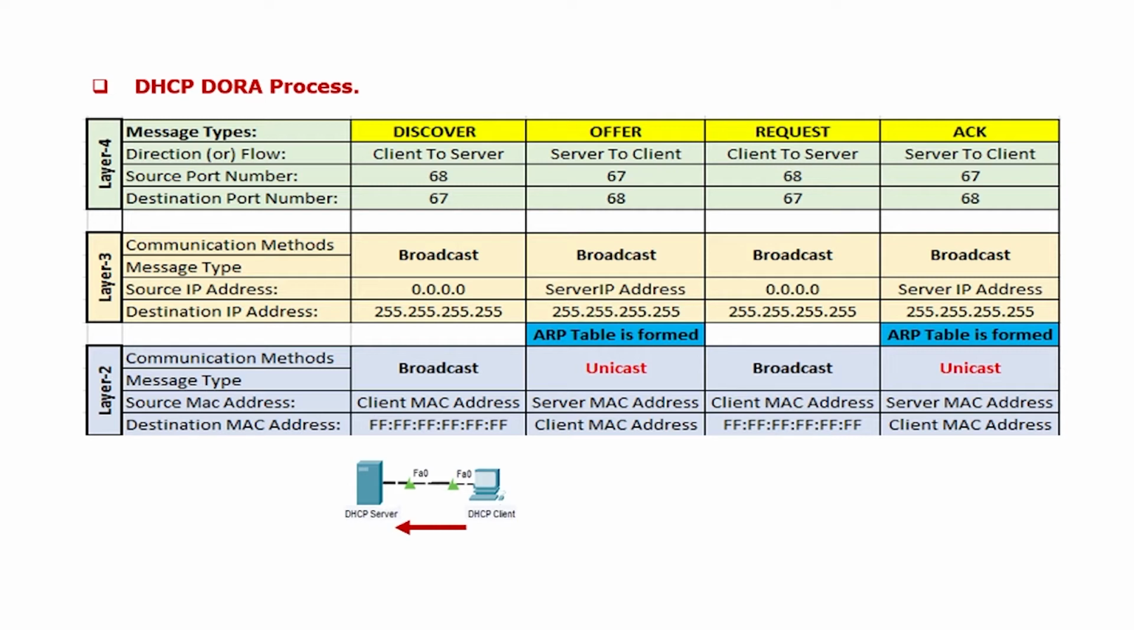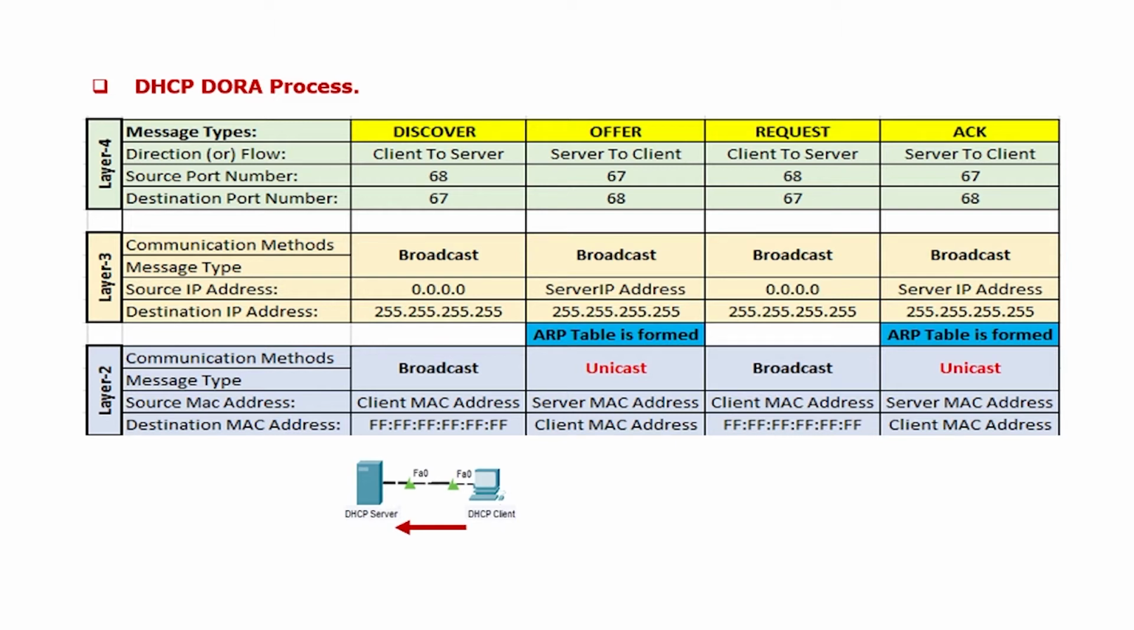In layer 3, the client does not have any IP address, so it is using 0.0.0.0. And it doesn't know the DHCP IP address either, that's why it is using the broadcast IP address 255.255.255.255, 4 times 255. That is a direct broadcast IP address. It uses the port number 68 for the client and 67 for the server.